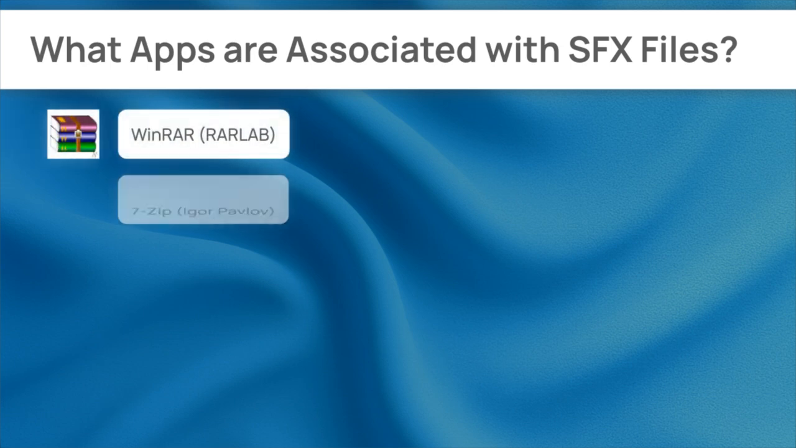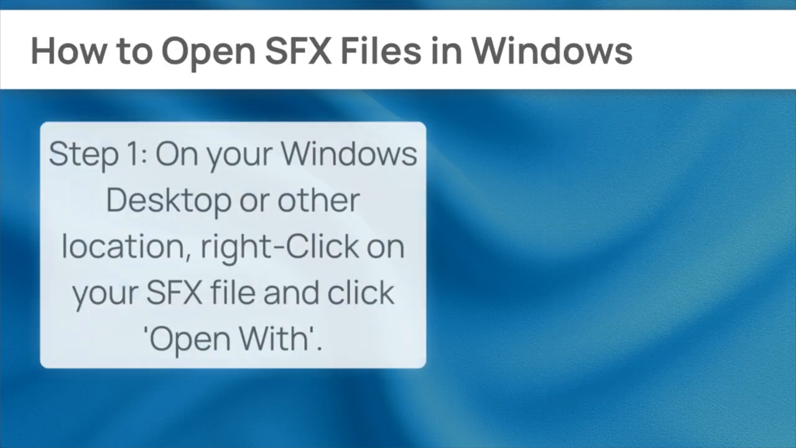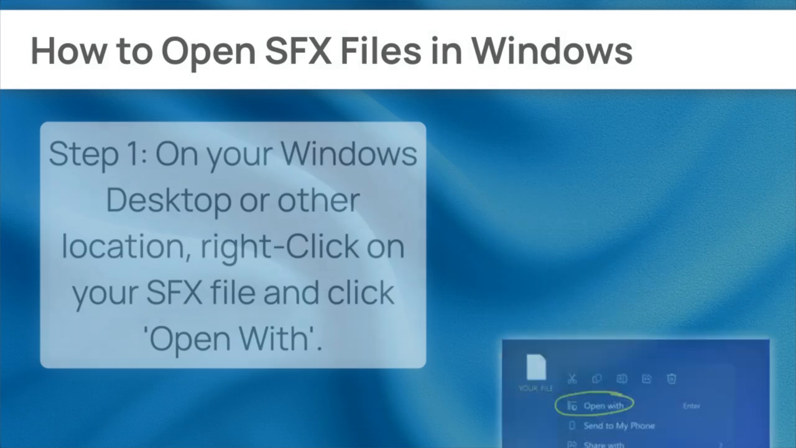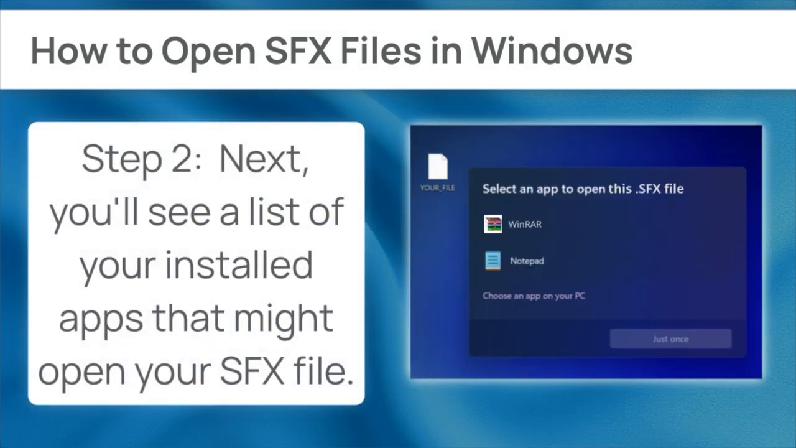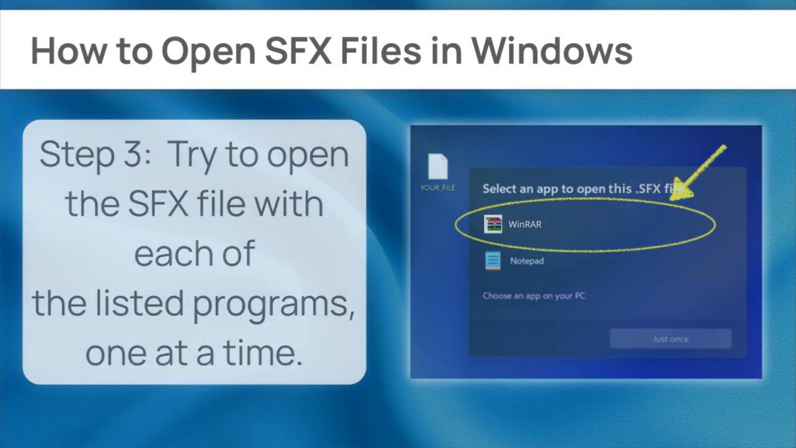RARLAB defined WinRAR as the main handler for SFX files. For security reasons, Windows requires a known, safe application for this file. Windows may identify the executable, but understanding what it does requires specialized programs. Time to test installed programs. Right-click the SFX file and hit Open with. Launch it using WinRAR if possible. If that option is absent, choose any other application from the displayed list.